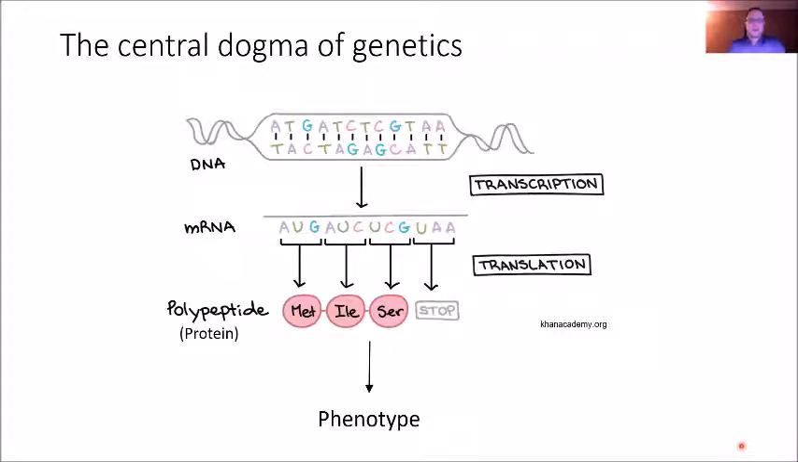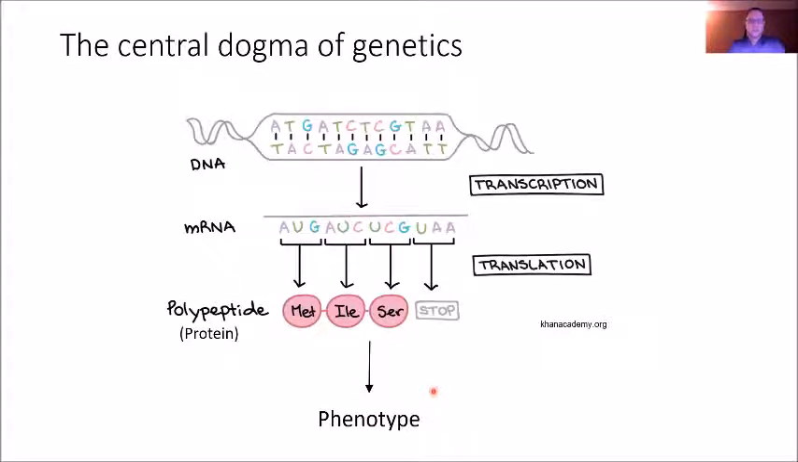So the central dogma of genetics is that we have our genes in the DNA, and it's transcribed into RNA. The RNA is translated into polypeptides, which make up proteins, and that's basically what your tissues and cells are made of. And then those come together to create what's called your phenotype, or your set of observable characteristics or traits of an organism.